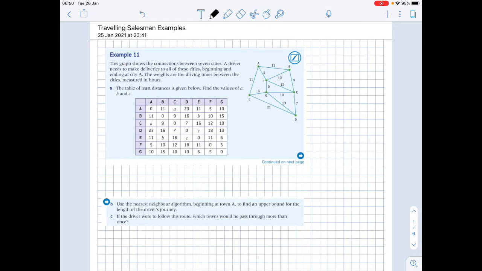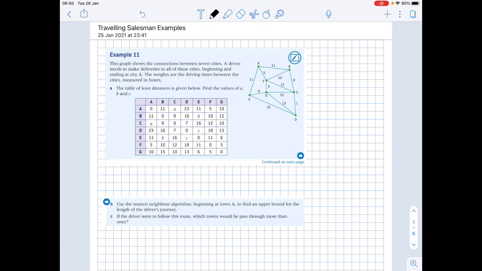So what we do is we turn it into a table of least distances. That means that we know the least distance between every point, even if it's not a direct connection. Most of that table has been given to you. First of all, you're asked just to find the remaining points.